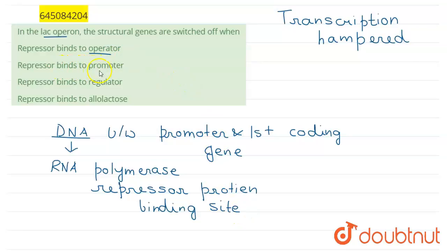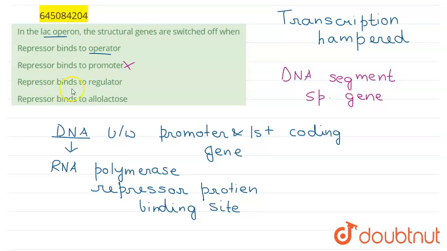The second option is repressor binds to promoter. So this promoter is the region which facilitates transcription. This is a DNA segment, and it helps to initiate transcription of a specific or a particular gene. So a particular gene's transcription occurs because of this promoter, and structural genes are activated. So this is a wrong option.